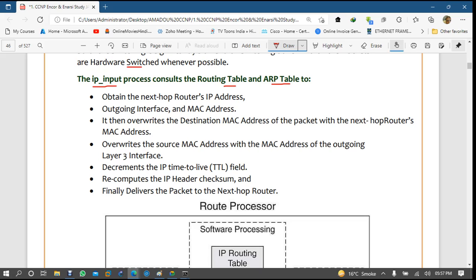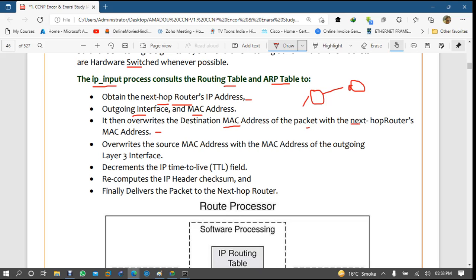Now, normally if we are talking about IP input, IP input is related to two things, the routing table and the ARP table. Obtain the next hop router IP address when any packet is coming to your router. If it is related to some specific destination, your router will look for the next hop router to forward the packet, the outgoing interface, and the MAC address. Outgoing interface, it will decide I have to forward the data from this outgoing interface, and the MAC address of the next hop router. Then it will overwrite the destination MAC address of the packet with the next hop router MAC address.